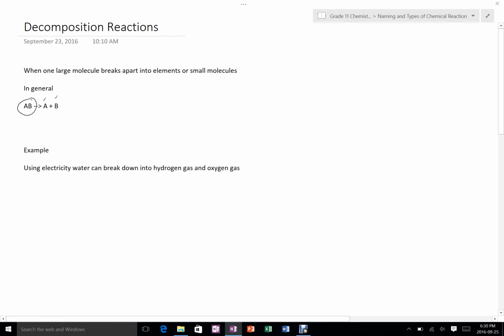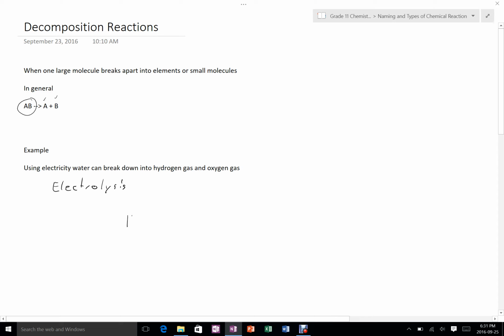I'm going to go through a few examples here. We'll once again use these as an opportunity to practice our balancing equations. And then that's that. So example number one. Sometimes we can use electricity to break molecules into the things that make up those molecules. So for example, when water is broken down to produce hydrogen and oxygen gas, we call this reaction electrolysis.